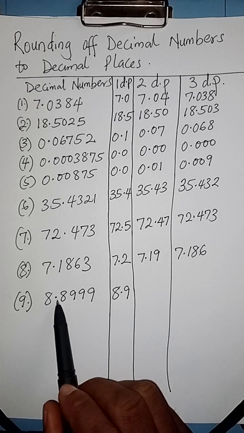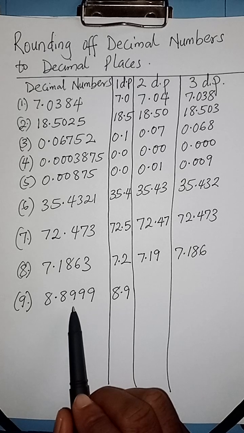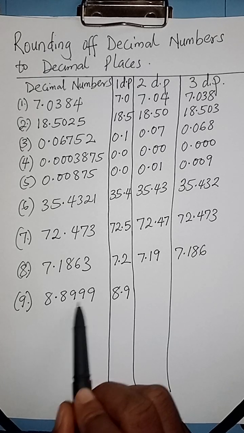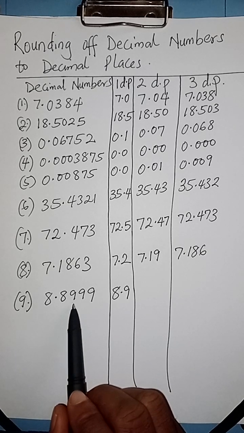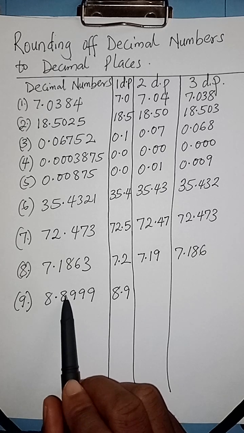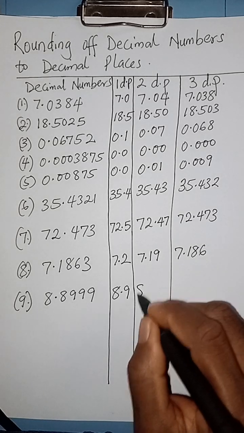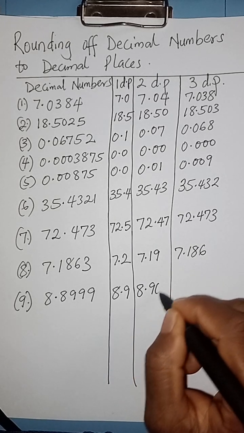It's going to be 8.89. That's correct. But check the digit after 9. It's 9. So you're rounding up. To round up, you add 1 to the 9 and it becomes 10. But remember, you're not writing 10. You write 0 and rename. Take the 1 to the other digit. And that's 8 plus 1, 9. So your answer becomes 8.90.